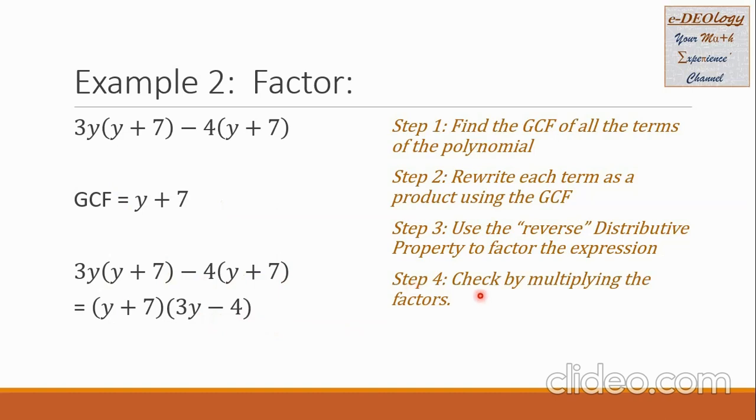And step 4, let us check by multiplying the factors. So we want to multiply these factors and hope that we will get back the original problem. So the first group is this 3y times the GCF. If I multiply by the GCF, I will get the first group here. And then this negative 4 multiplied by the GCF here, I will get the second group, the negative 4 times the quantity y plus 7. So now I am sure that these factors are correct, and this is our final answer.